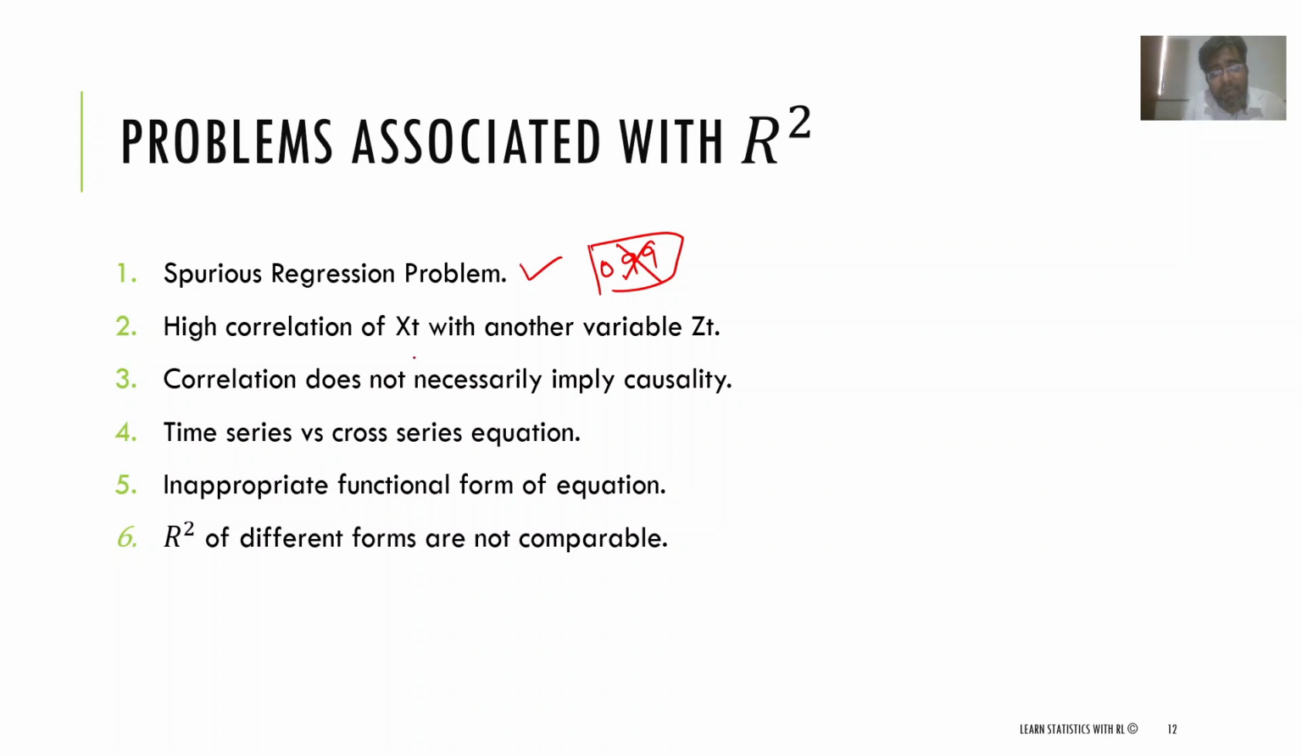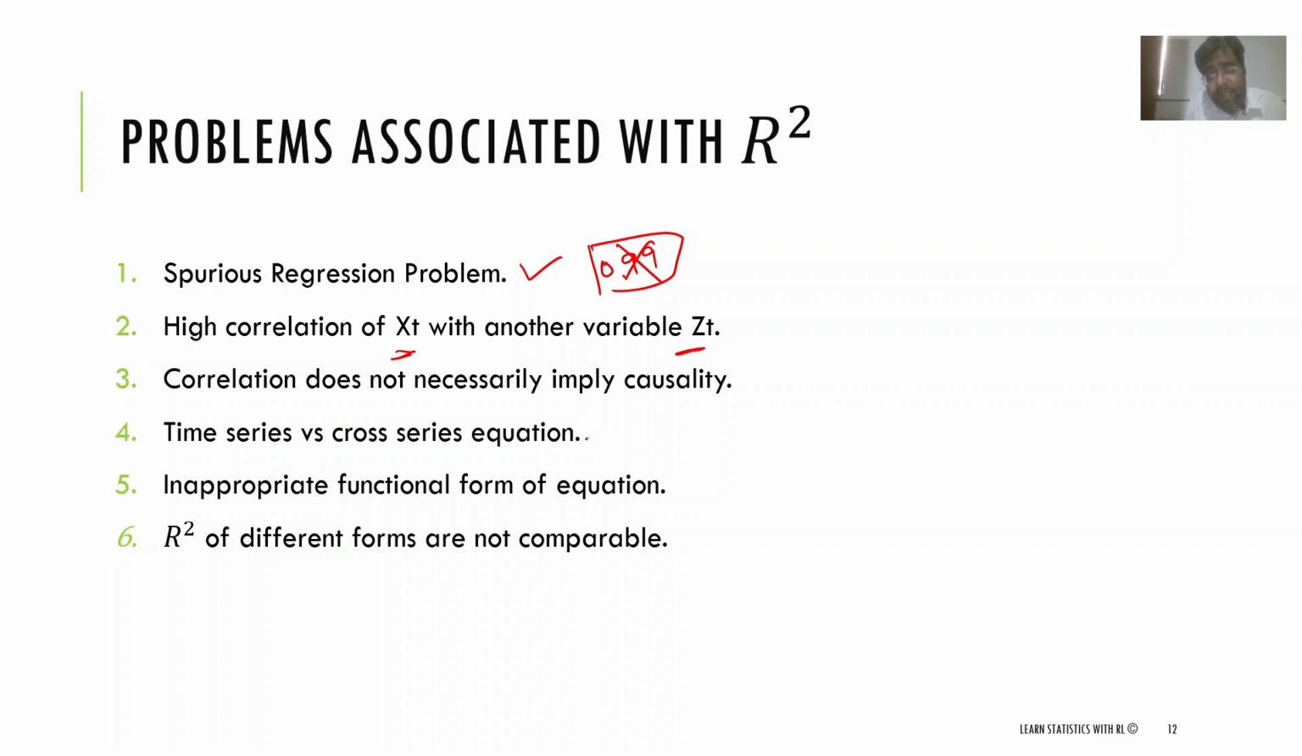Moving to the second problem, high correlation between two variables. It would cause a problem of multicollinearity, because both would impact y and that would give more explained variance. Correlation does not imply causality, as I always say. Here the correlation was there, but causality was not. Change in temperature was not because of Gunjan's age, nor was Gunjan's age affecting the temperature of the city.